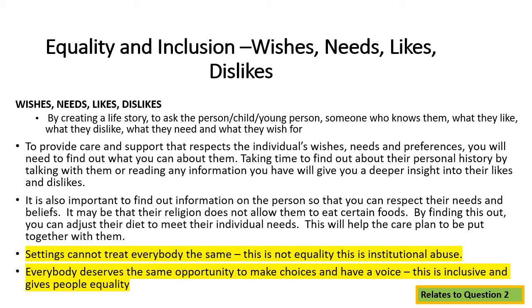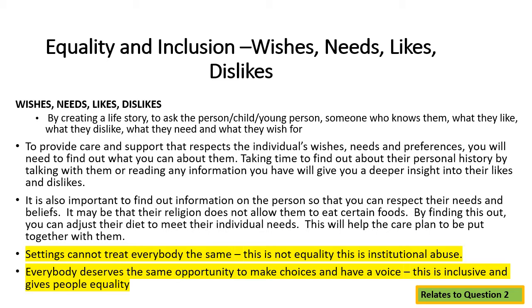To provide care and support, respect the individual wishes, the needs, the preferences. So you'll need to find out what you can about them, taking time to find out about their personal history by talking with them or reading any information you have, care plans. That will give you a deeper insight into their likes and dislikes. You might be working with somebody for the very first time, so it is important that you find out as much as you can about that individual, so that you can manage all of their care as well as their wishes, needs, likes and dislikes.